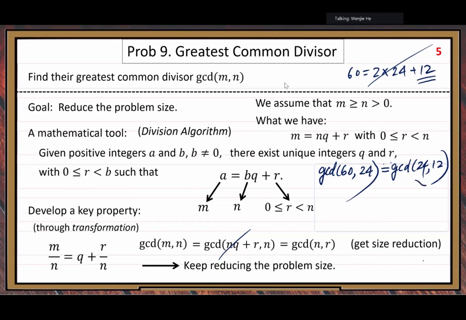And 24 is a multiple of 12. Then the greatest common divisor is 12, because 12 is a divisor of 24, and 12 is also a divisor of itself. You cannot get a larger divisor than 12, because if it's larger than 12, then it cannot be a divisor of 12. So the largest possible divisor is 12. So that's your answer.